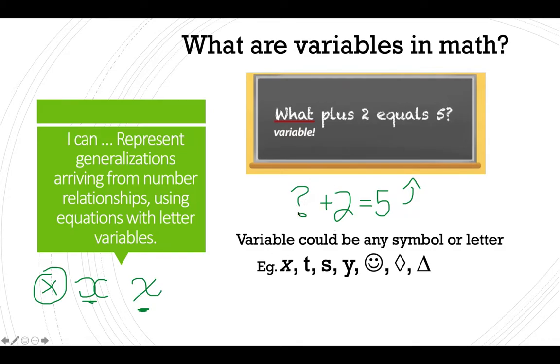So it could be a question mark, it could be a happy face, could be a triangle, whatever. Okay, these are some common ones though. If you're making up variables, do not use the capital I, because that could look a lot like the number 1, okay? Same thing, do not use an O, because of course that could look like a 0, right?